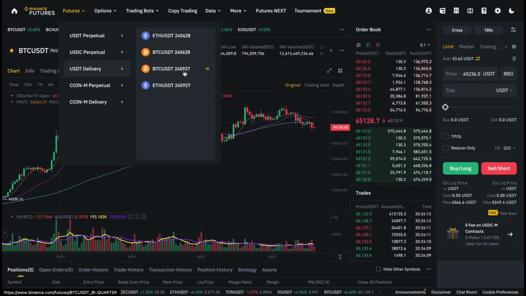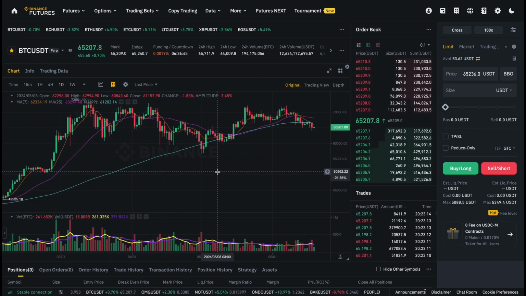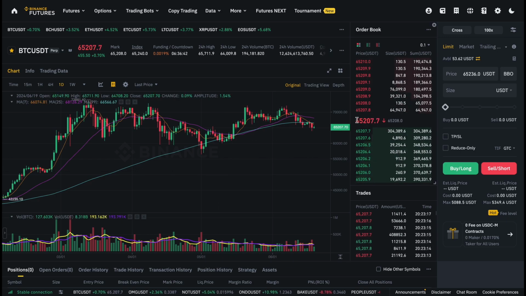24 is the year, 09 is the month, and 27 is the day. So if you open up a contract using delivery, it will close on this day. That's why most of the people use perpetual, so they can keep it open as much as they like and close it whenever they want. Here is your chart. To the right you have your order book, and here you have your current price, and to the right you do your trading. Now let's go through this one by one.